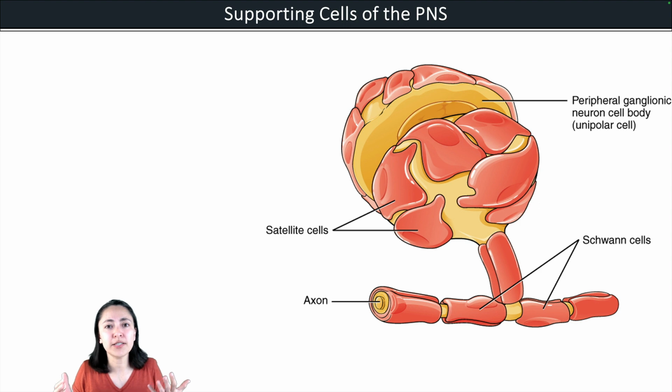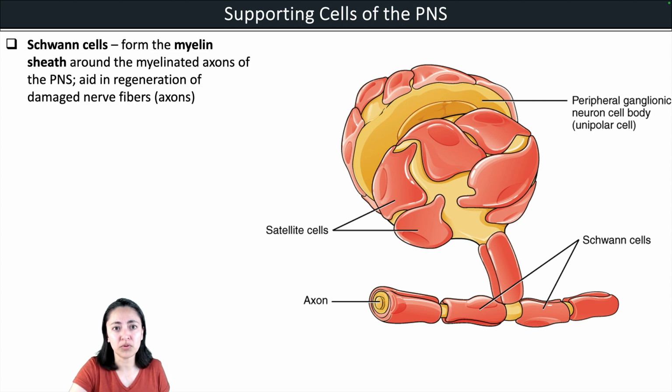And now let's look at the supporting cells, or the glial cells of the peripheral nervous system. There are only 2 major types of glial cells found in the peripheral nervous system. That includes the Schwann cells, which you see pictured down here. Schwann cells, again, form the myelin sheath around the myelinated axons of the peripheral nervous system. They also aid in the regeneration of damaged nerve fibers or axons.